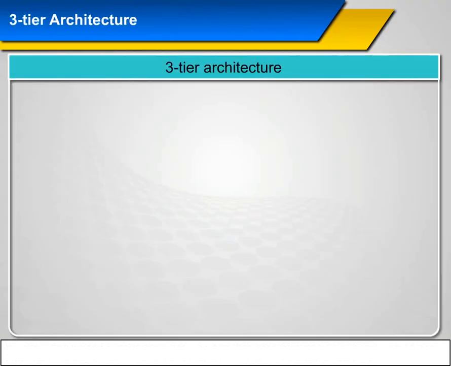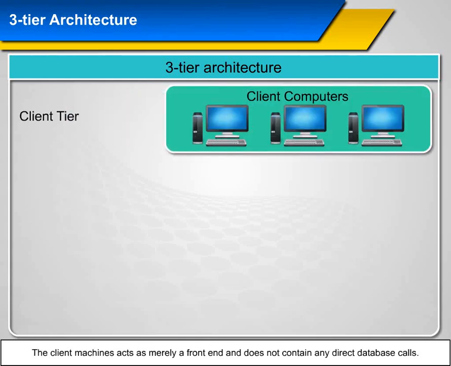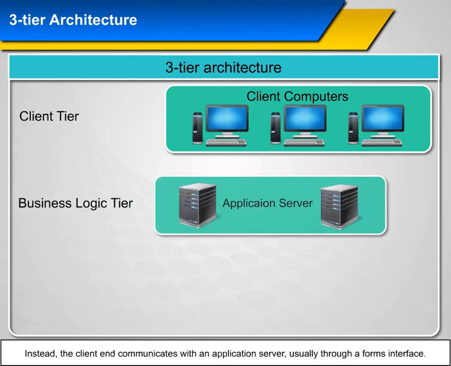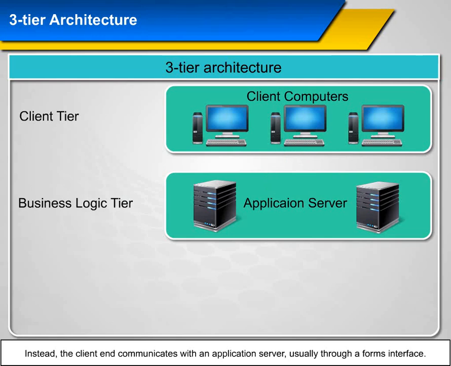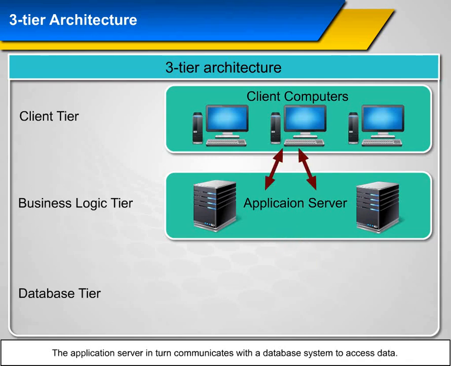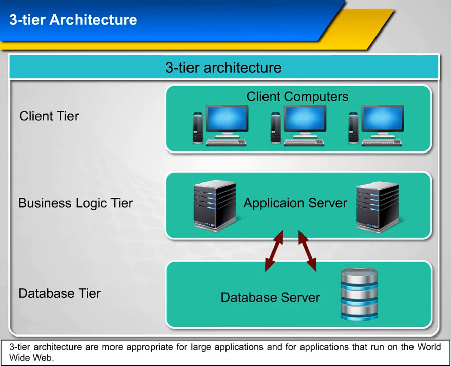Three-tier architecture. The three-tier architecture is a widely used architecture. The client machine acts as merely a front end and does not contain any direct database calls. Instead, the client end communicates with an application server, usually through a forms interface. The application server in turn communicates with the database system to access data. Three-tier architecture is more appropriate for large applications and for applications that run on the World Wide Web.